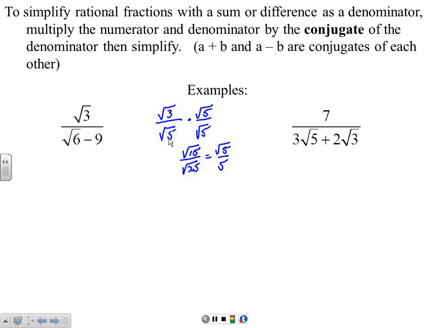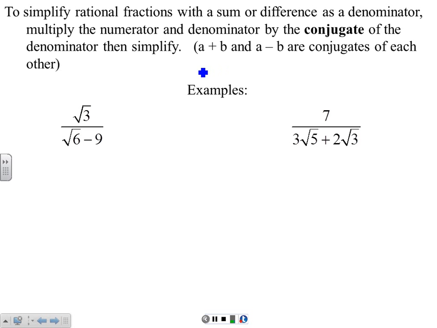But the difference is, here you have a monomial, here you have a binomial, and even here you have a binomial. So when you have a binomial, addition and subtraction in the denominator with radicals, you have to use the conjugate that we were talking about earlier. So to simplify rational fractions with a sum or difference as a denominator, you're going to multiply the numerator and the denominator by the conjugate of the denominator, and then simplify. So a plus b and a minus b are conjugates of each other.